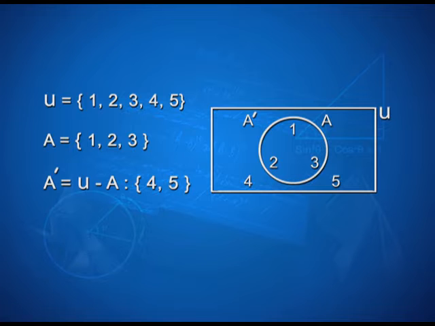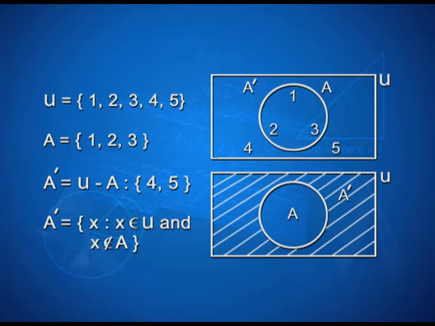Mathematically, we denote it as A dash is the set of elements x such that x belongs to the universal set and x does not belong to set A. The Venn diagram can be represented like this. Here, U is the universal set and A is the set A. This shaded part will represent the complement of set A, that is A dash.